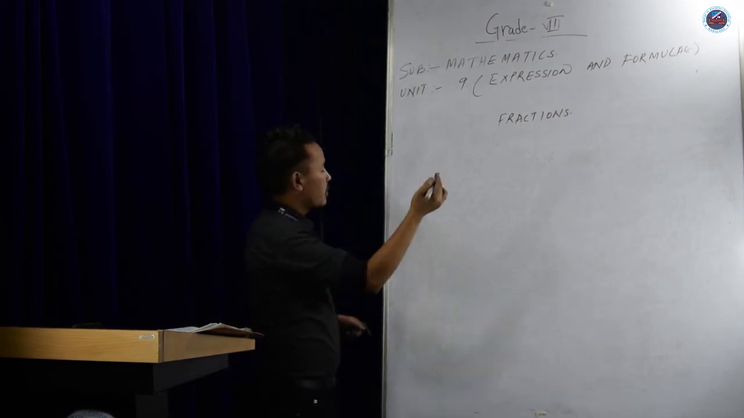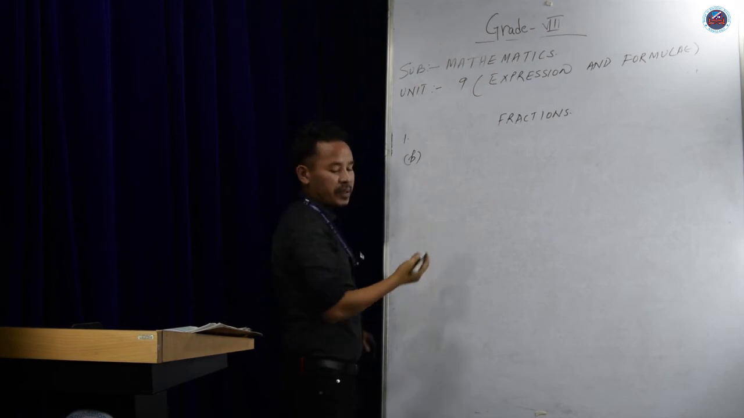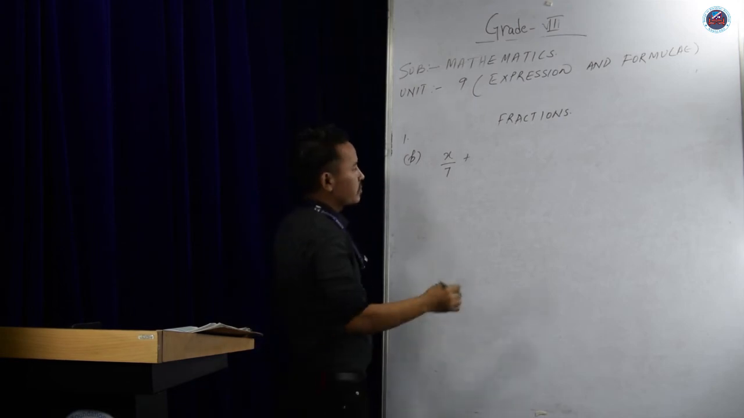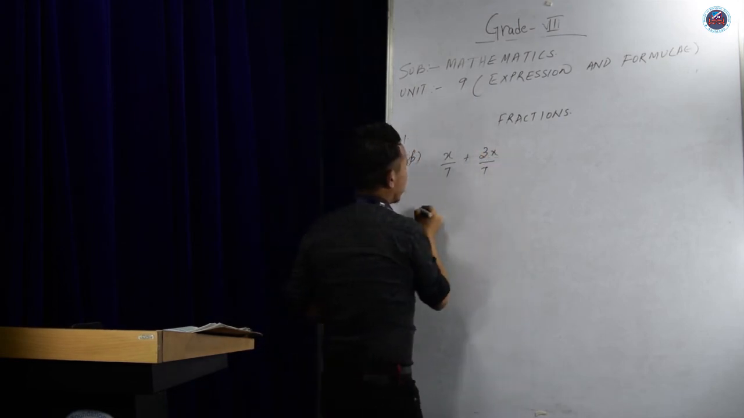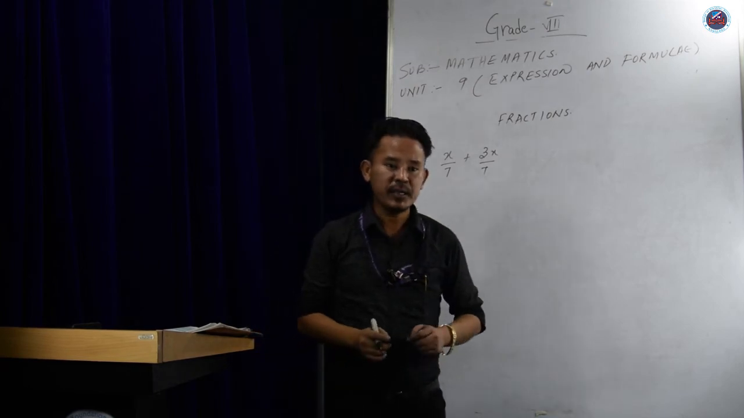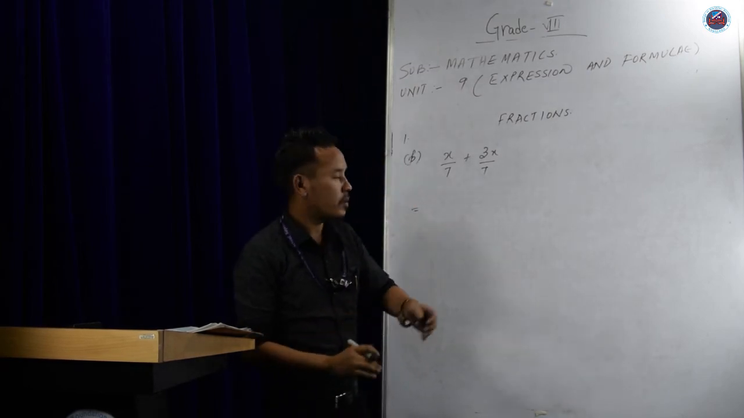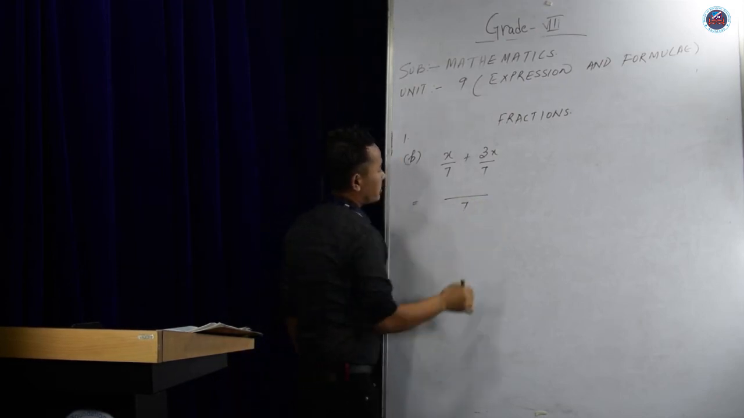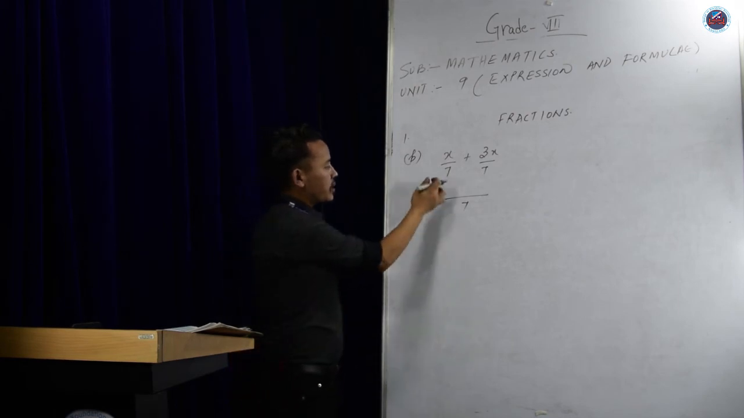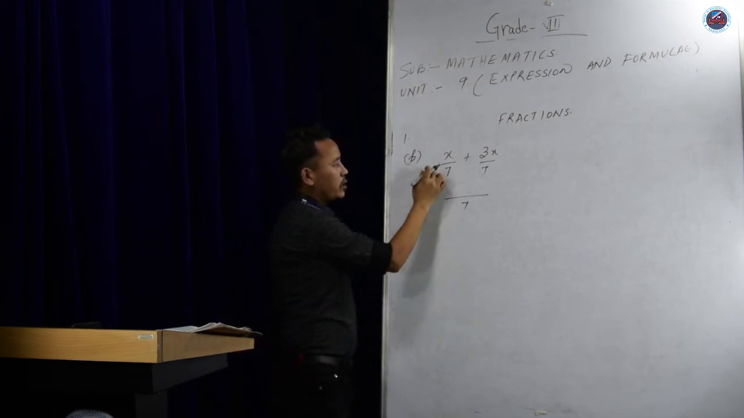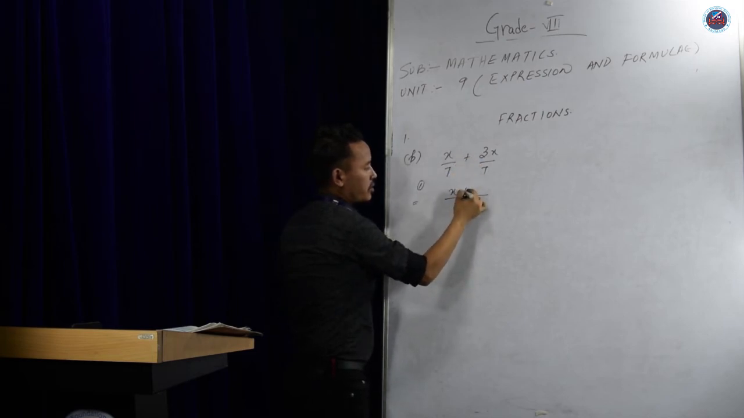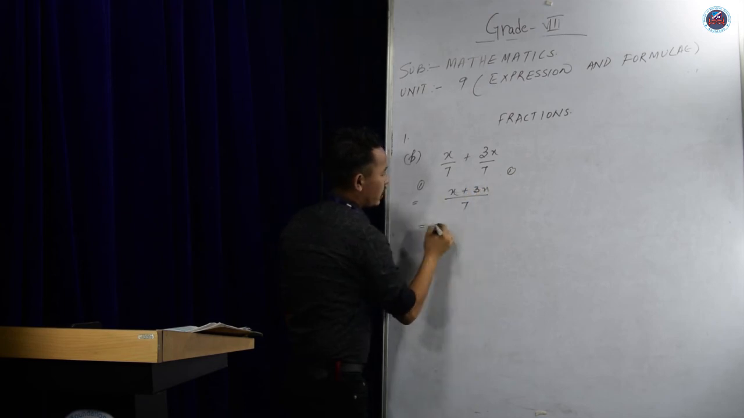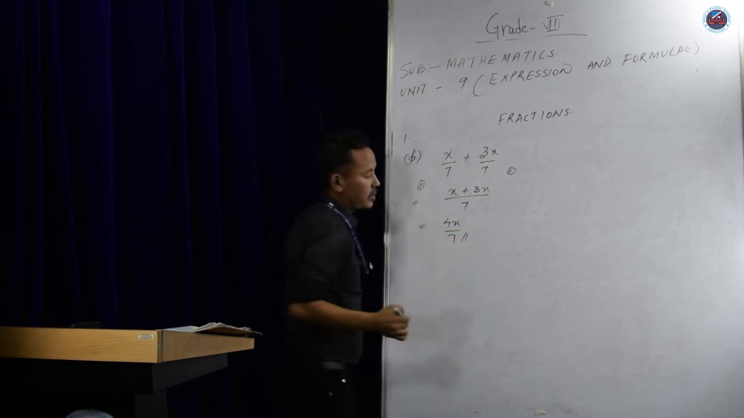That is, say from fractions number 1, b. I'll do b. That is x by 7 plus 3x by 7. Remember, whenever the denominator is the same, it's very simple. Here we can see that both denominators are the same, that is 7. 7 1 times gives us 7. 7 1 times gives us 7. 1 into x gives us x. Addition, same. 7 1 time gives us 7. 1 into 3x gives us 3x. So the value is 4x by 7.